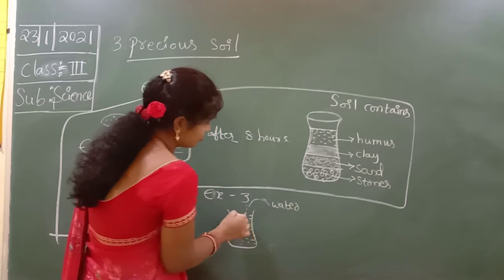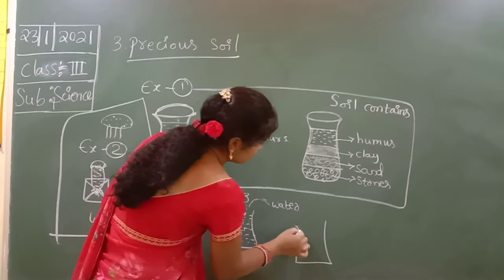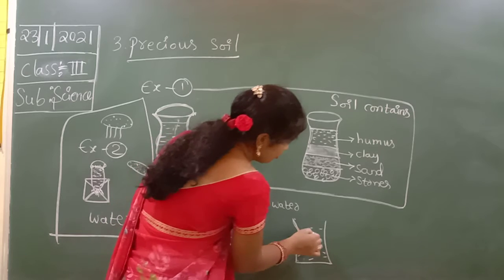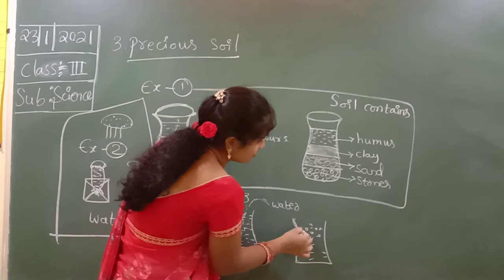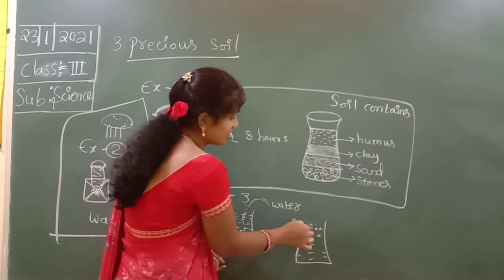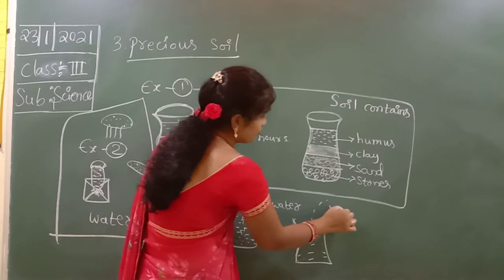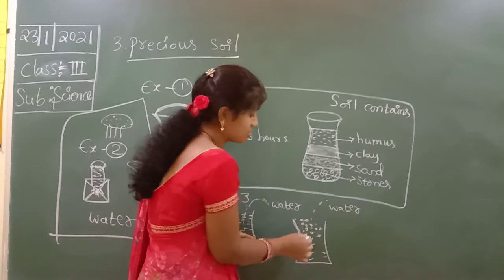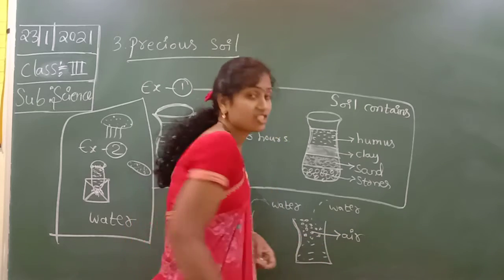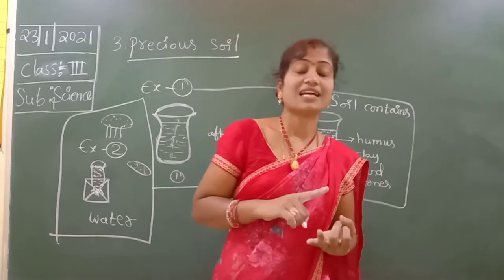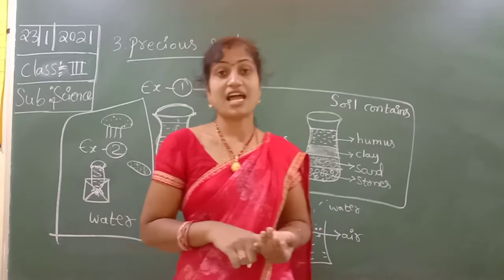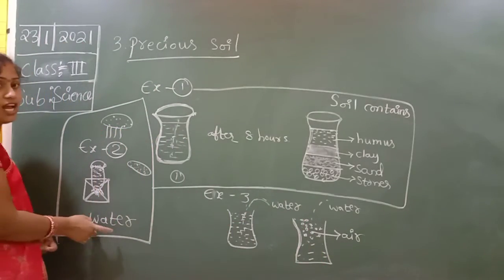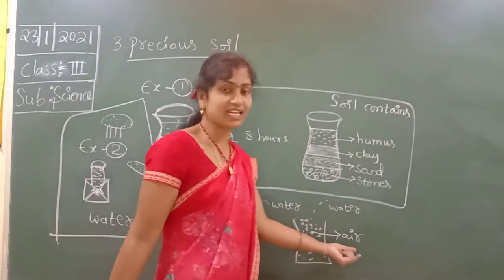So what are you observing? When you pour the water, after some time air bubbles form. These bubbles contain air. So the soil contains humus, clay, sand, stones, and water and air. In the first experiment, we know the contents. Second experiment, we know soil contains water. Third experiment, soil contains air.